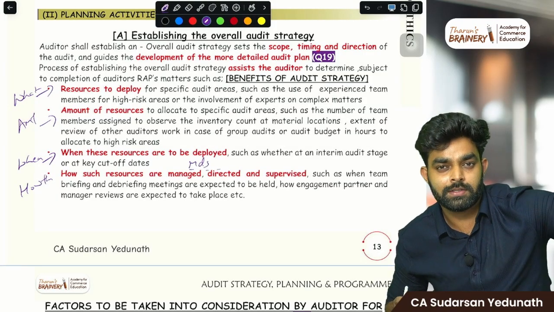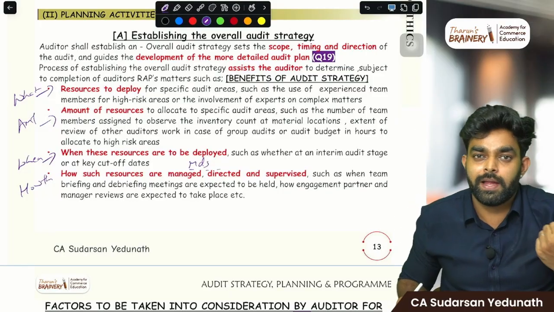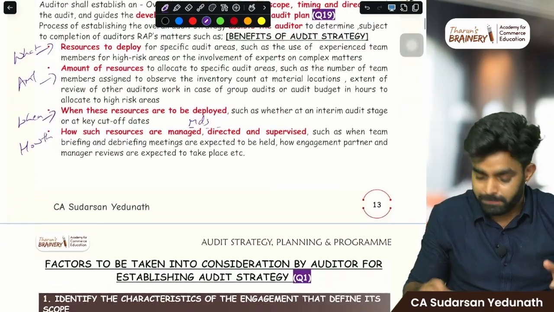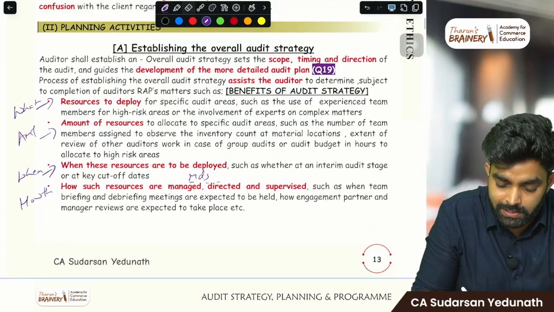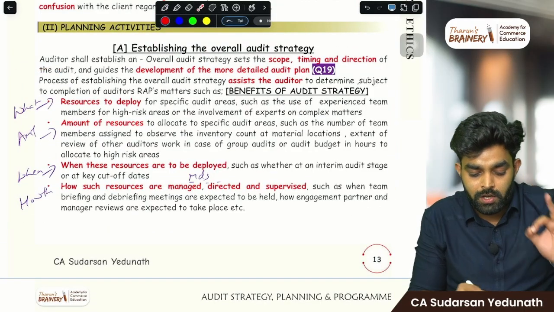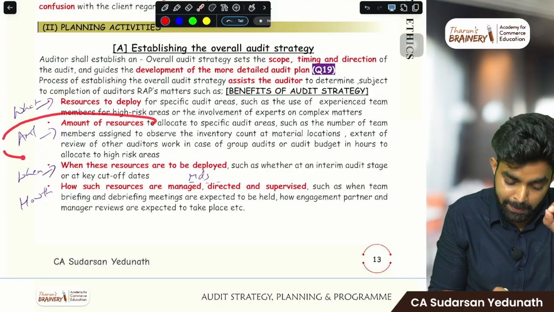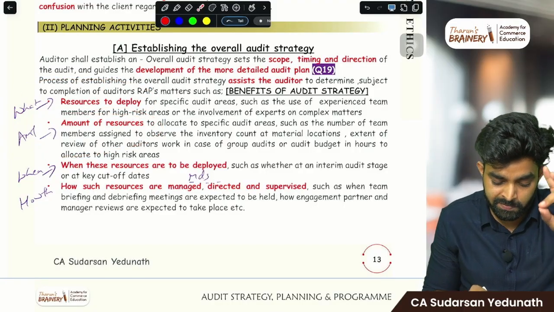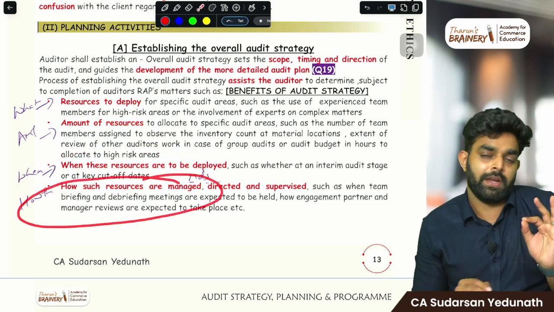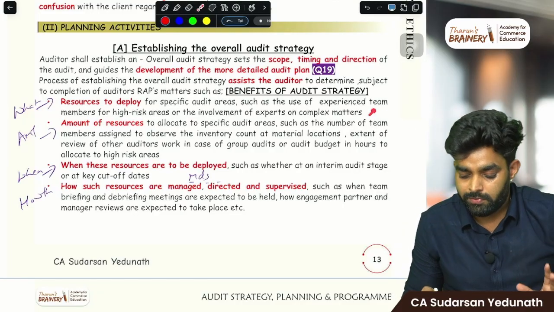You have article assistants, how are you planning to manage them? How are you planning to supervise them? How are you planning to direct them? This is what you have to discuss. So these are the benefits of strategy. When you formulate an audit strategy, you will get an idea about what resources we need, what amount of resources we need to do the audit, when these resources are required to be deployed, and how they can be managed. So when you have an audit strategy, you can have an idea of all these things.